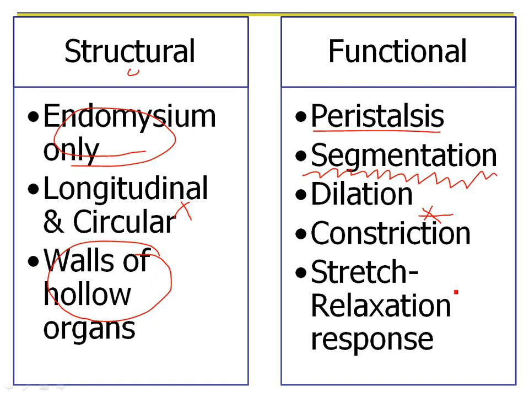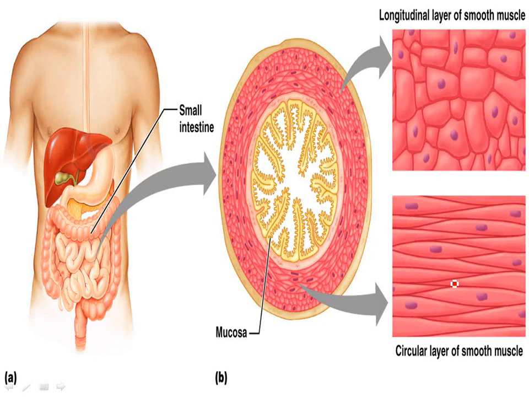Functionally, they also have a stretch, relaxation, contraction response. If you stretch them, some of them will relax, some of them will contract automatically and then relax. So they do have their own little reflex that's inherent. In this picture, you can see a longitudinal layer and a circular layer. One of these contracts, it would make the tube shorter. The other one would contract and it would make the diameter of the tube smaller. And that's how your intestinal tract works.